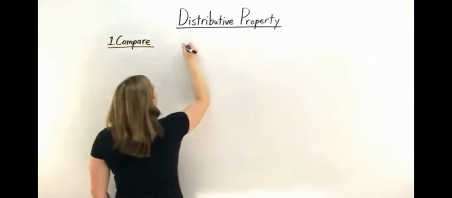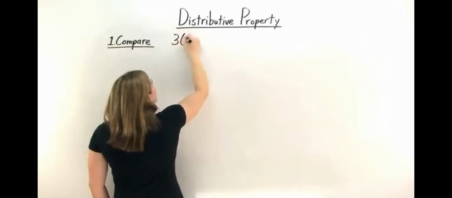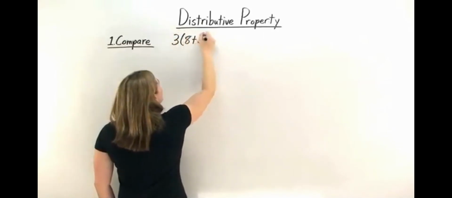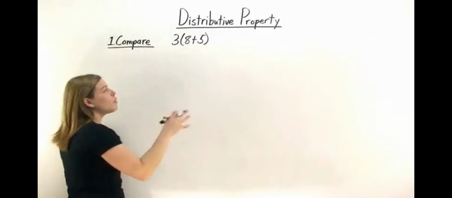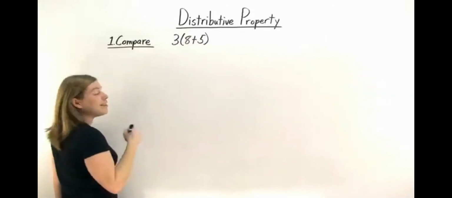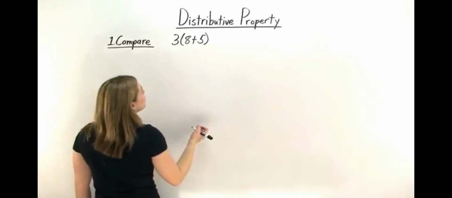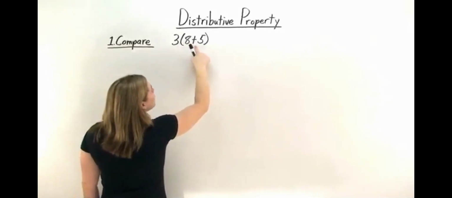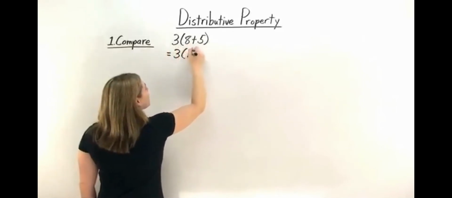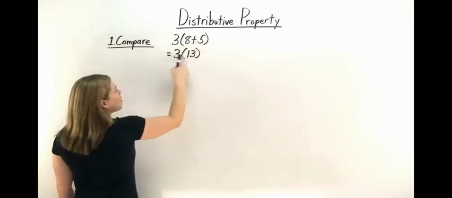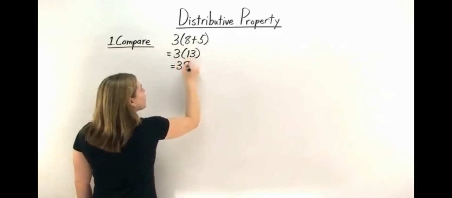Let's take a look at the first expression. 3 times the quantity 8 plus 5. Now let's go ahead and simplify this expression first before we take a look at the other expression. Well, to simplify, we follow the order of operations, and since we have parentheses, we simplify what's inside first. So we take 8 plus 5. Well, that gives us 13. Then we take 3 times 13, and that gives us 39.